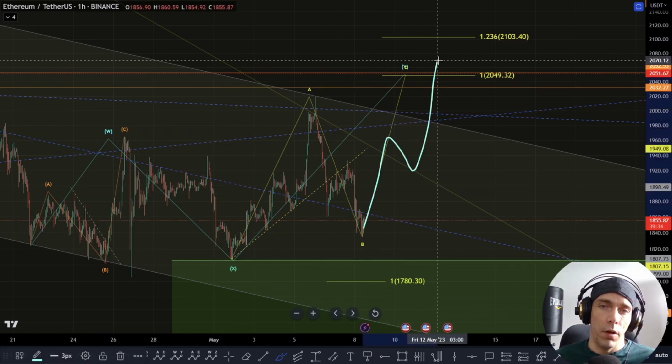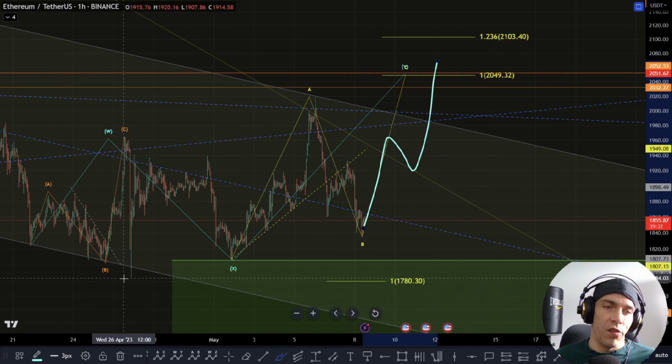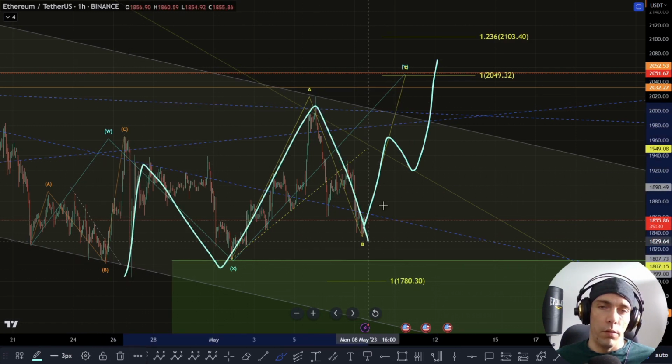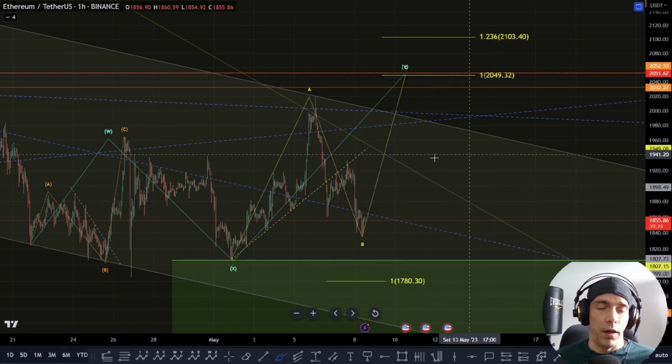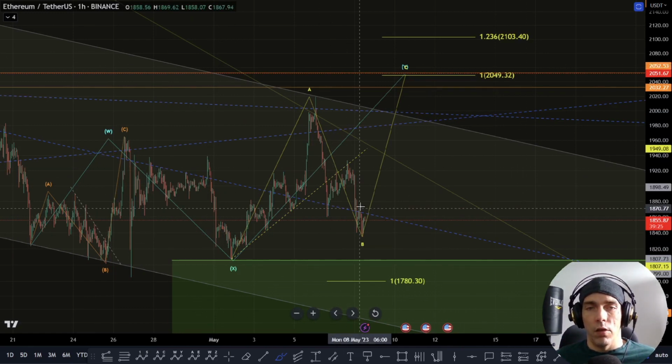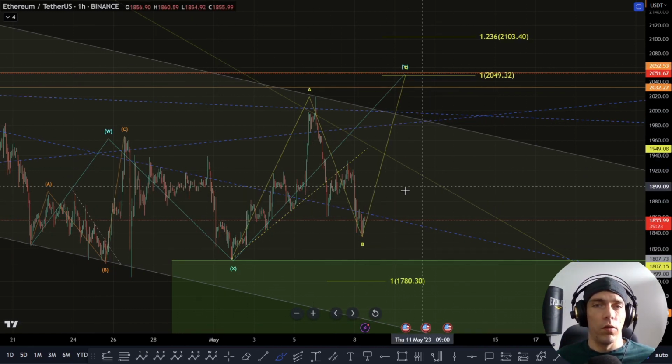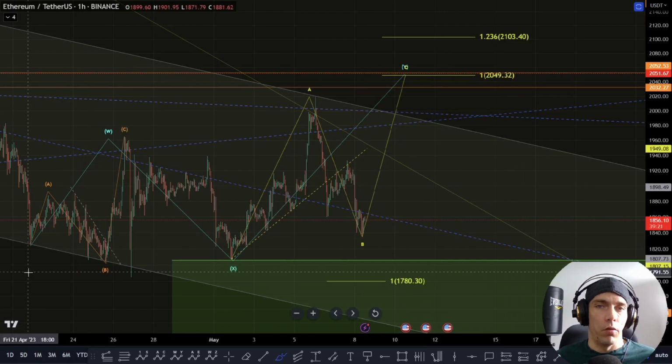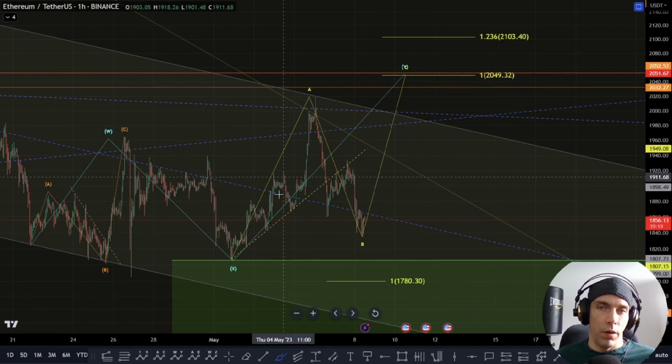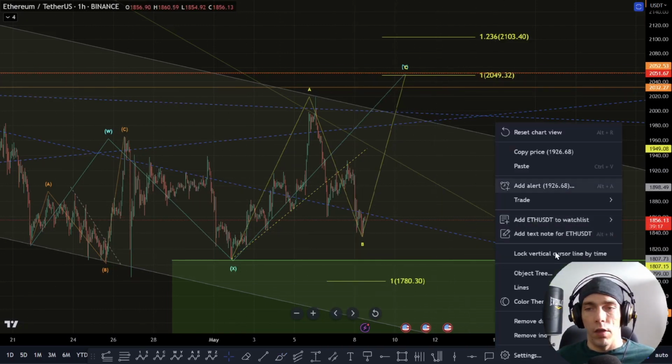If we do form another three-wave move to the upside here, this could become 1, 2, 3, 4, and 5 as an expanding diagonal. Now, these are not as common as the contracting variation, so this is why I'm not looking at this as a primary count here, but just something worth keeping an eye on if we do get an additional push to the upside.